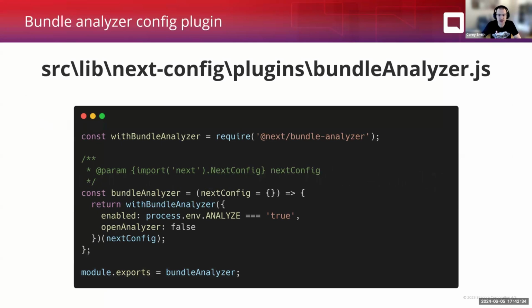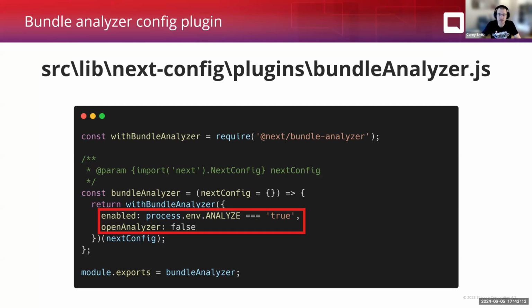Drop it into your plugins folder, and from your config plugin, you're going to return this withBundleAnalyzer function and set a couple of things. The first thing that you'll want to set is tell bundle analyzer that it should be enabled when the analyze environment variable is true. And the second thing is to set this openAnalyzer setting to false. If you set openAnalyzer to true, every time you save your application, a new tab is going to open in your browser for the bundle analyzer, and you'll quickly get like 1,000 tabs, and it's not very helpful. So I recommend just set that to false out of the gate.